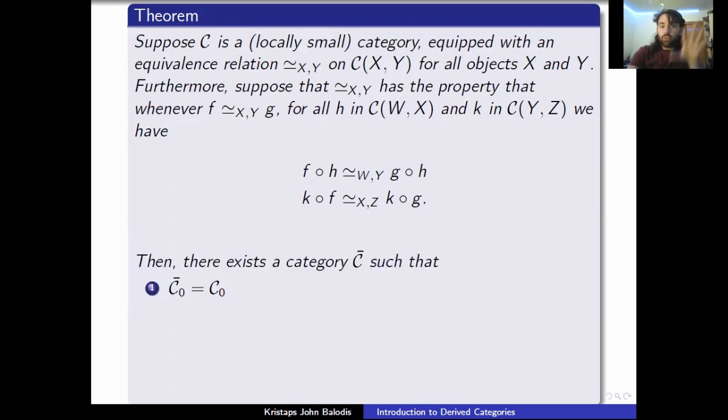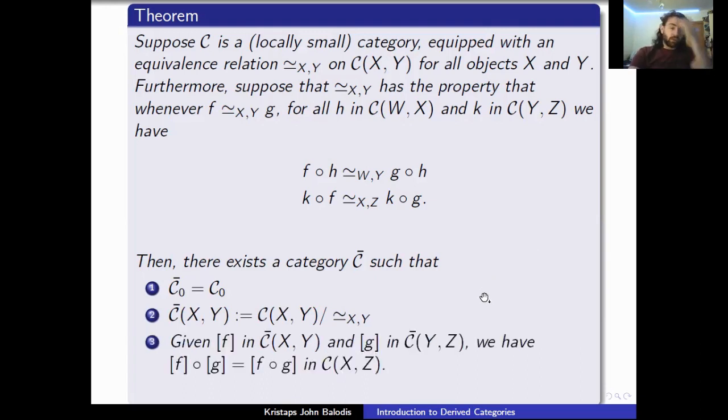So given this whole setup, there is a category, which I'm going to call C bar, whose objects are exactly the same as the objects of C, and whose morphisms are quotients of the individual morphism sets by this equivalence relation.